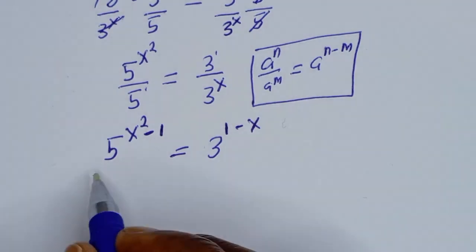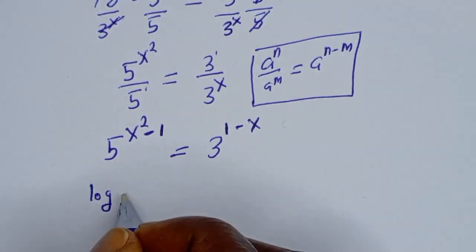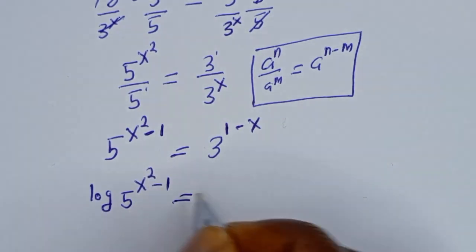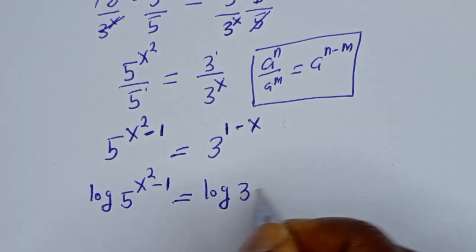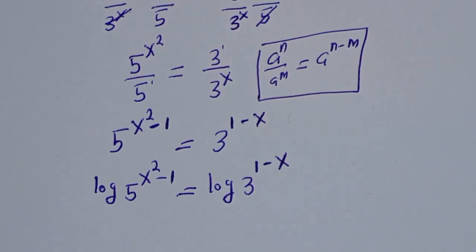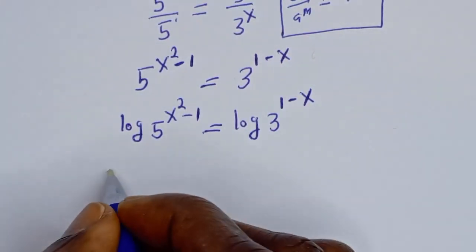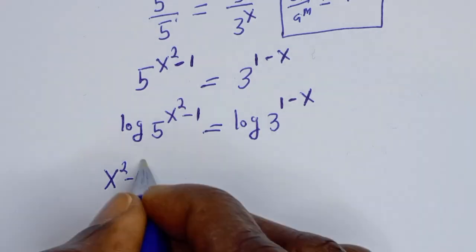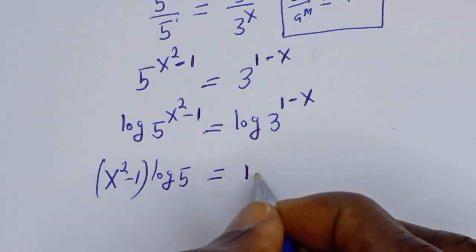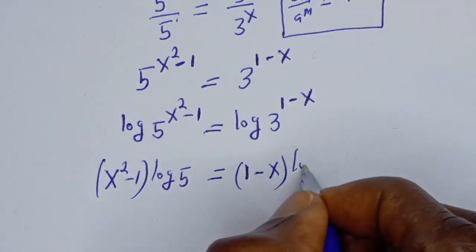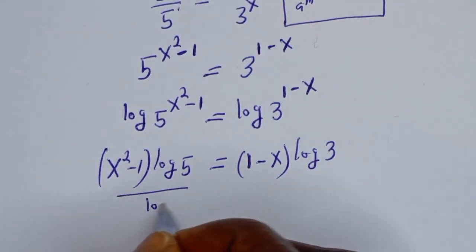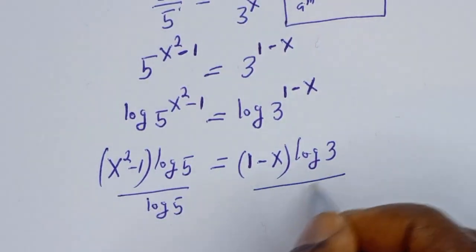Now let's take the log of both sides. Log 5 to the power of s squared minus 1 is equal to log 3 to the power of 1 minus s. Then here is s squared minus 1 log 5 is equal to 1 minus s log 3. Now let's divide this side by log 5. Divide this by log 5.